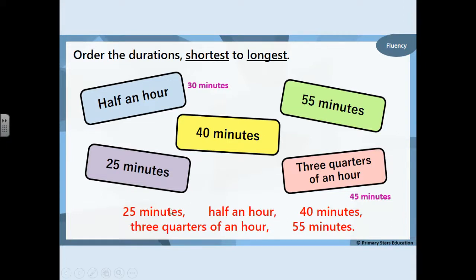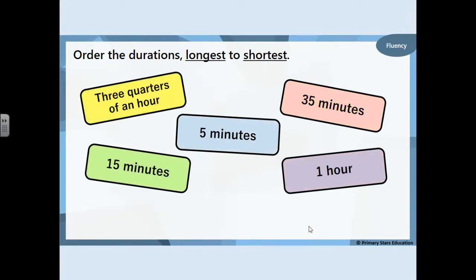That's right. So there you can see, it's 25 minutes, half an hour, 40 minutes, 3/4 of an hour, and 55 minutes. If you got that, well done. Right, now what you need to do is order the durations from longest to shortest. So which takes the most time to which takes the shortest time. Remember, you can convert these into minutes just so that you know which one's taking the longest time. Okay, let's have a look.